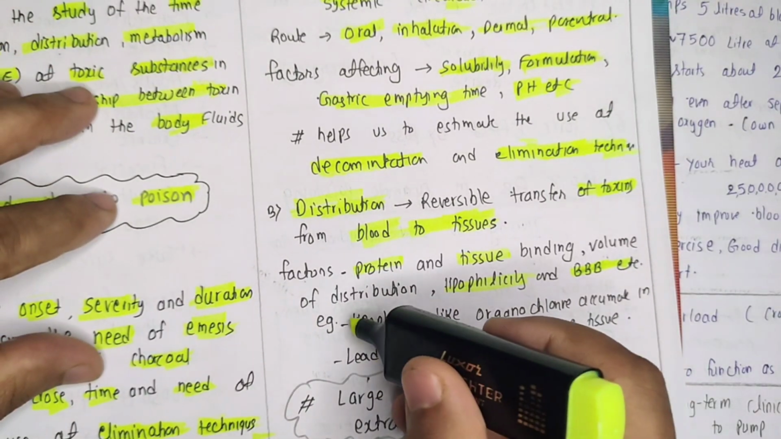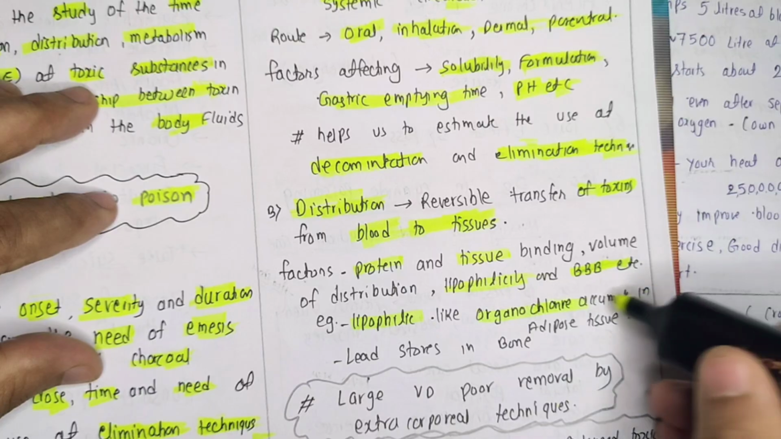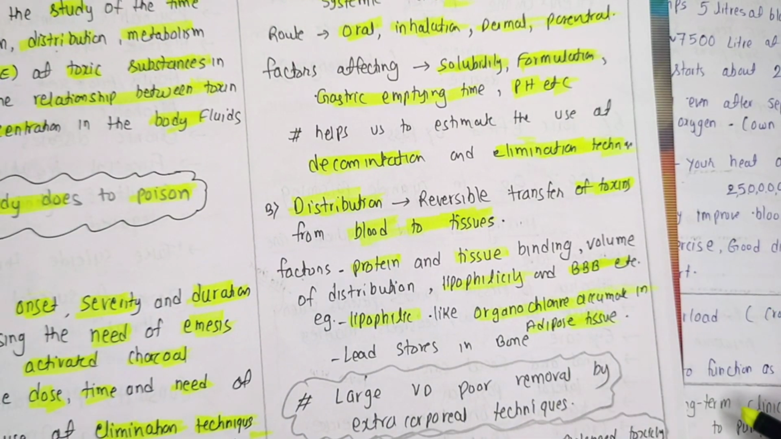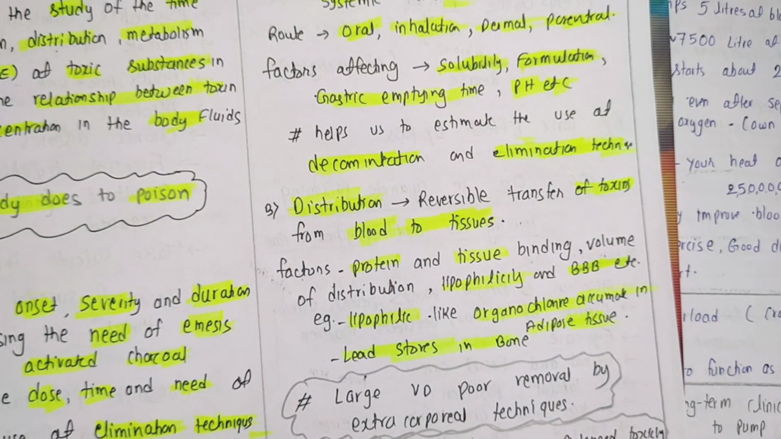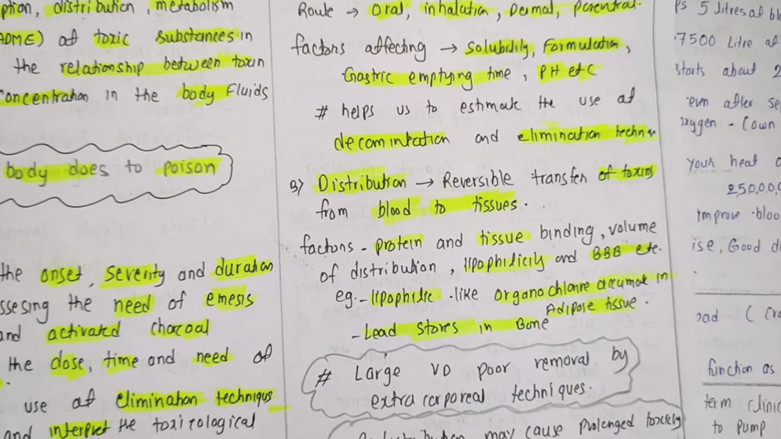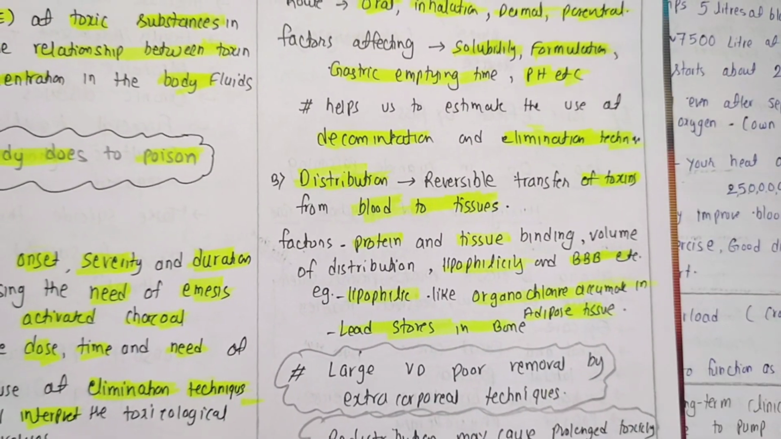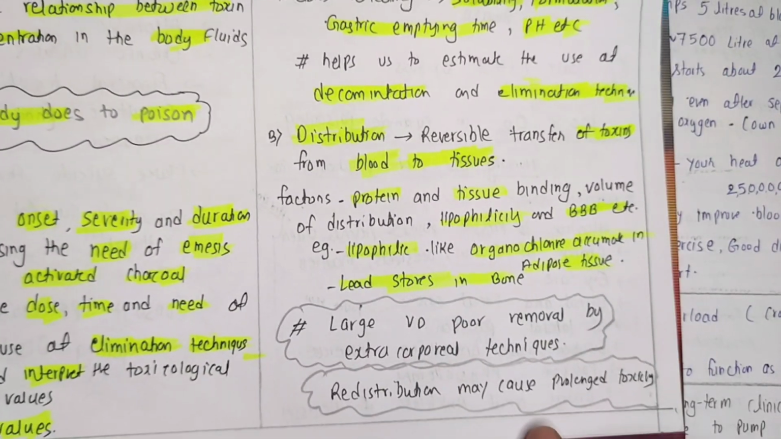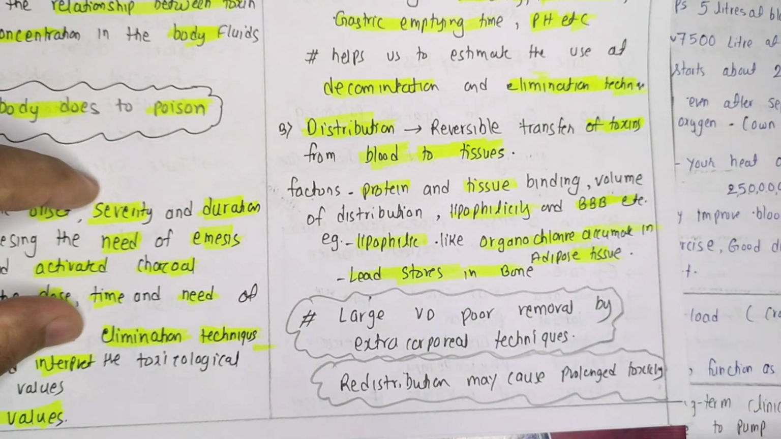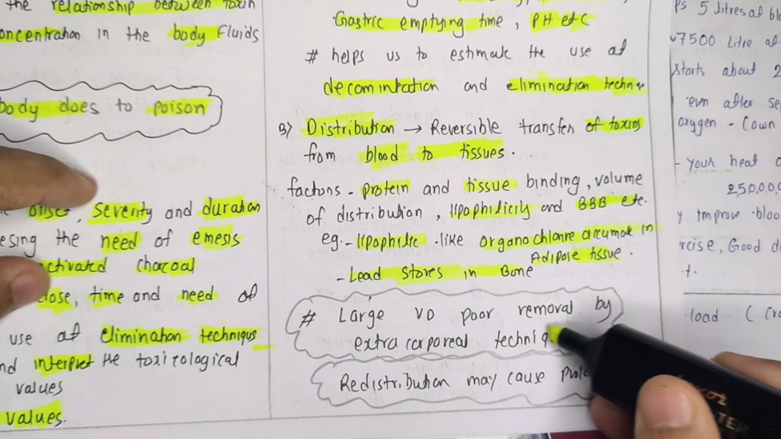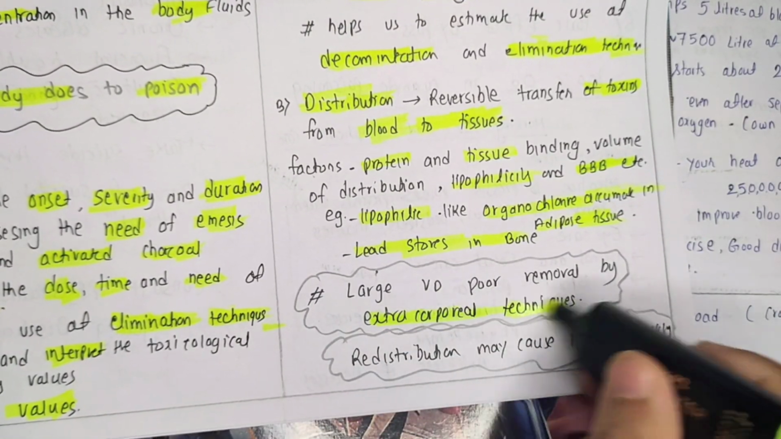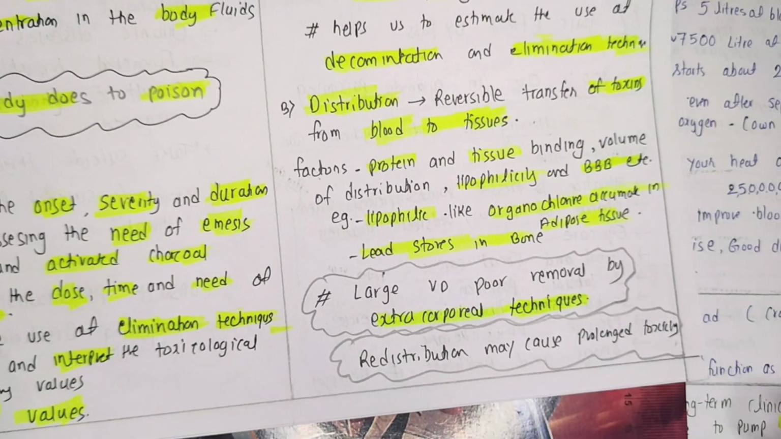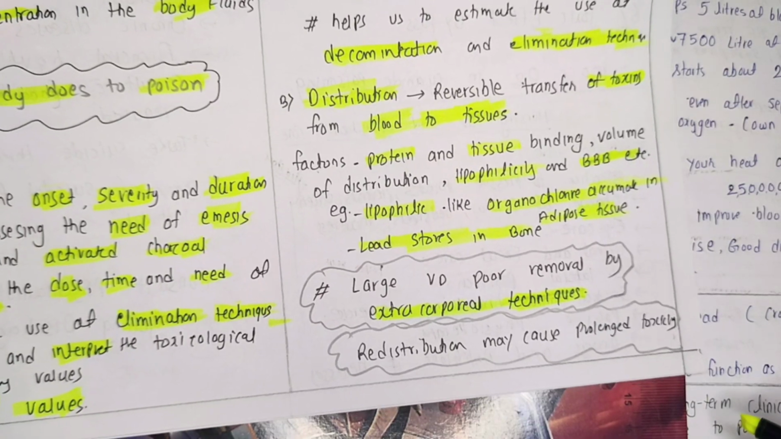Now we will see some examples. These lipophilic substances like organochlorines accumulate in the adipose tissue, so that extracorporeal techniques are not much of use, right? Then lead stores in the bone. Now if there is a lead toxicity also, there is no use of any decontamination procedure or any extracorporeal techniques, right? Now what is the key takeaway in the distribution? A large volume of distribution indicates that there is a poor removal of drug by the extracorporeal technique, because these drugs are not freely available to get exchanged during the hemodialysis, peritoneal dialysis or other techniques, right?